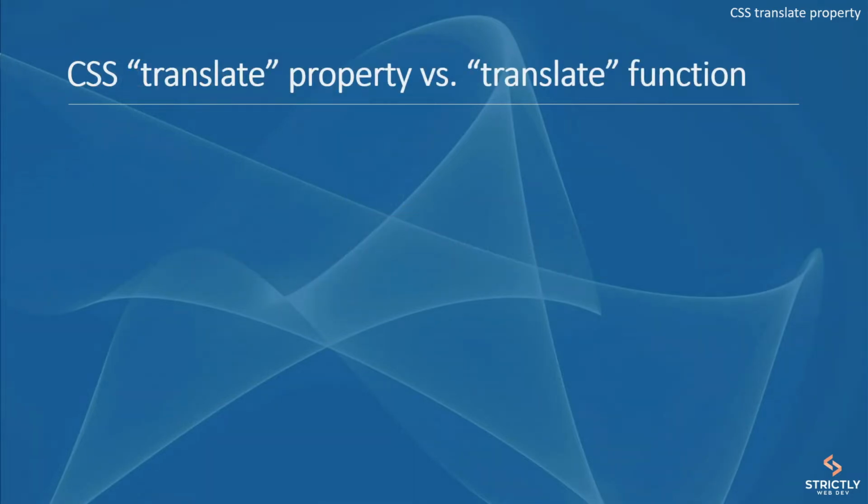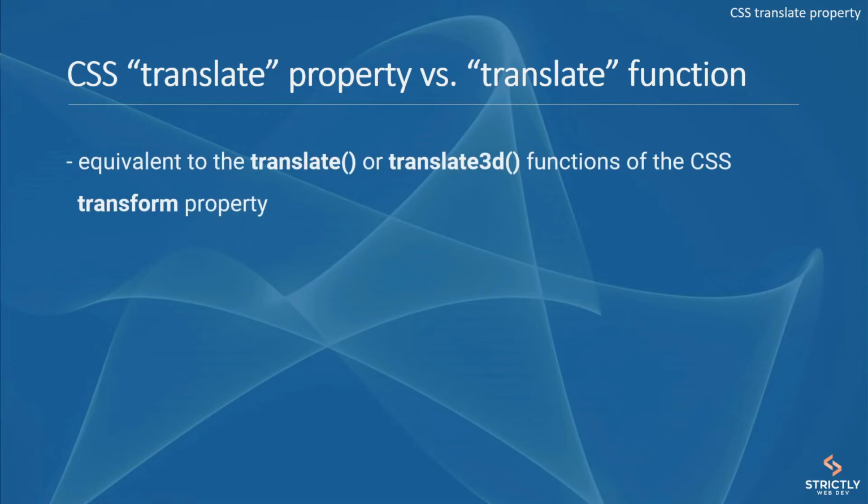So one possible source of confusion might be, what is the difference between the translate property and the translate function? In fact, the translate property is equivalent to the translate function or the translate3d function of the CSS transform property. Now, the transform property with its functions has existed for quite a while, and the translate property is actually much newer, and it's only been introduced more recently to CSS as its own property. Okay, and we will see what that means later on.